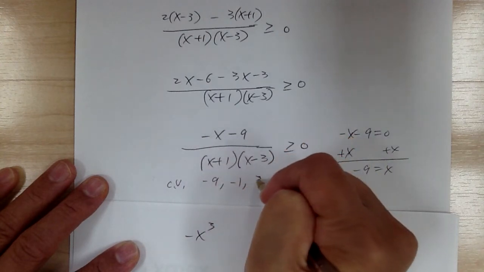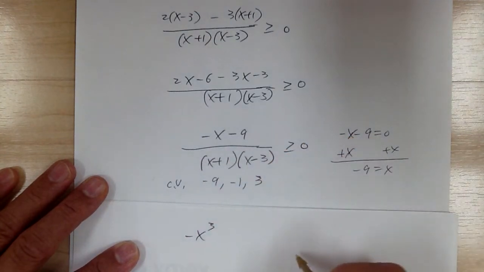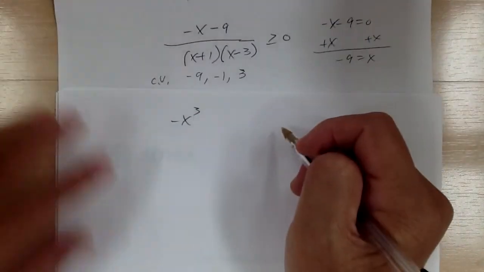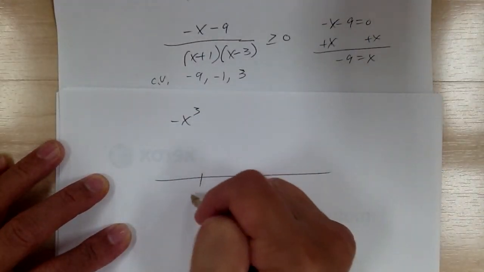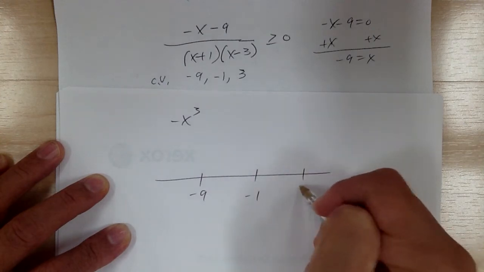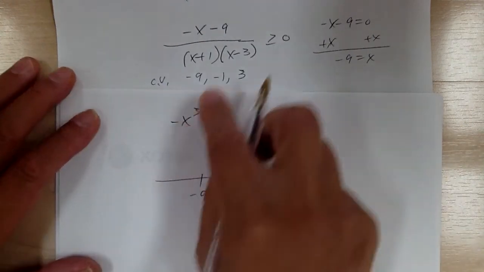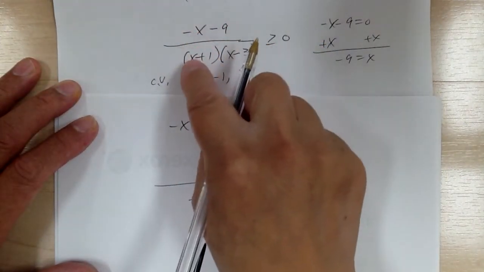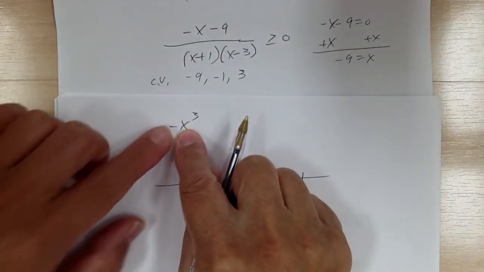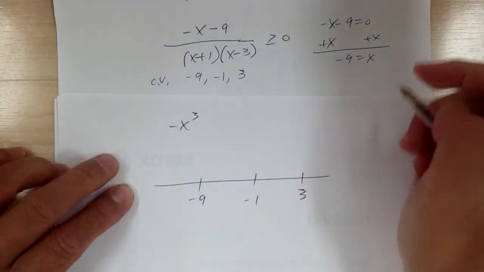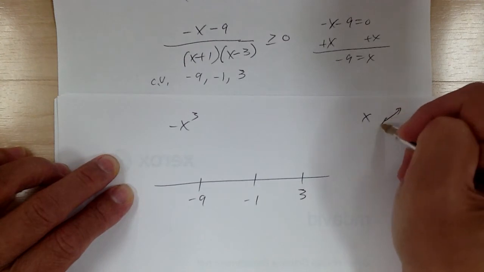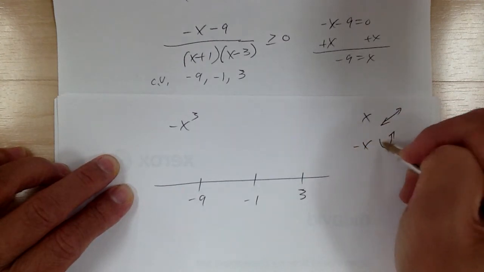1 and 3. Okay. So when you're doing your sketching, you're going to get negative 9, negative 1, and 3, right? But because this coefficient is negative, positive, positive, your net coefficient is going to be negative. So again, remember, when you have an x, the graph is going to be like this. Negative x graph looks something like that.